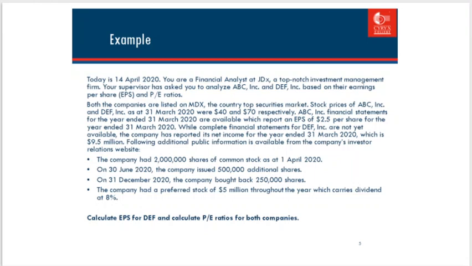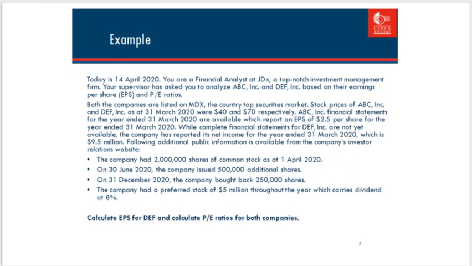ABC, Inc. financial statements for the year ended the 31st of March 2020 are available, which report an EPS of $2.50 per share for the year ended the 31st of March 2020. While complete financial statements for DEF, Inc. are not yet available, the company has reported its net income for the year ended the 31st of March 2020, which is $9.5 million. The following additional public information is available from the company's investor relations website.